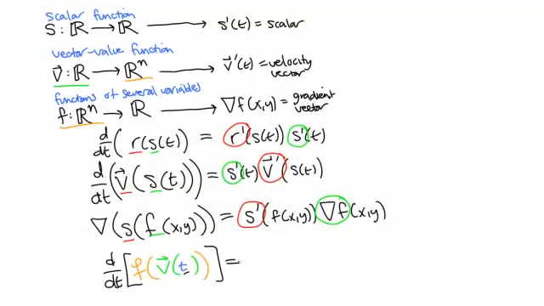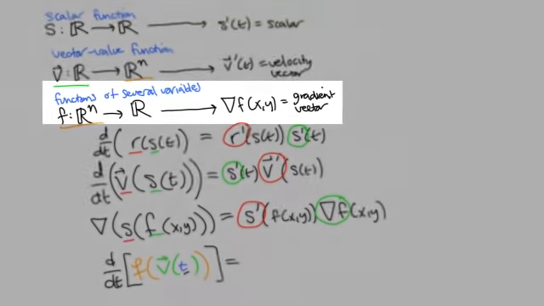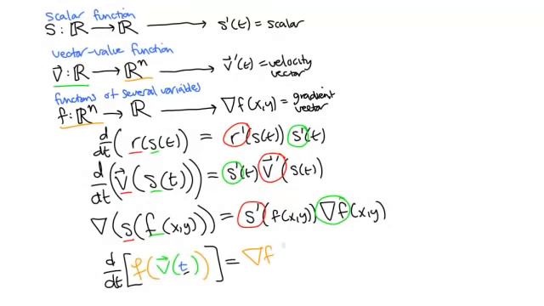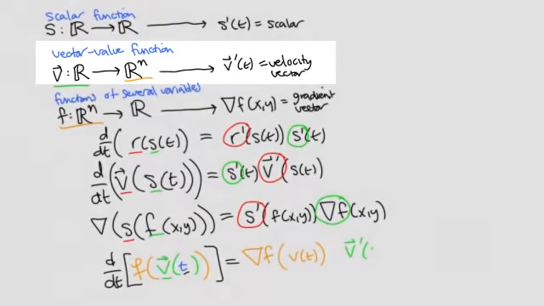Well, if we're following the pattern of the chain rule, it should be the derivative of the outer function. The outer function is f. f is a function of several variables, so it ought to be the gradient of f evaluated at the inner function. Then it's always times the derivative of the inner function. Well, the inner function is v. Its derivative is the velocity vector.